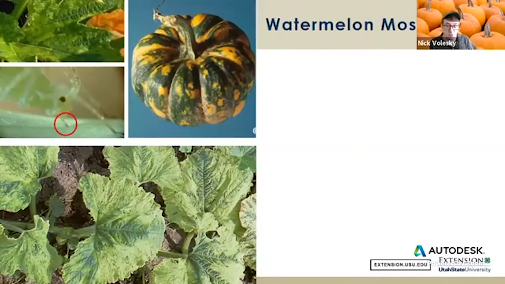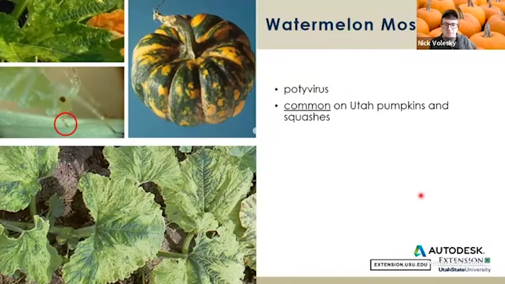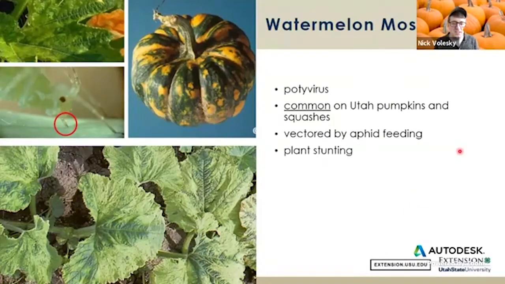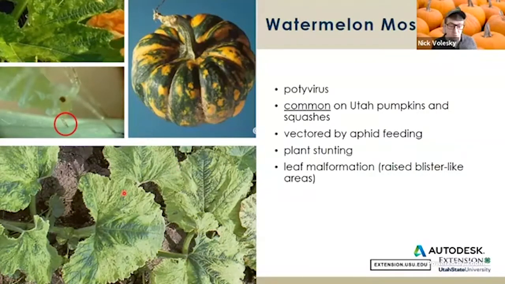The next one is watermelon mosaic virus. This is in the potyvirus family. And this one's actually a lot more common that we see on our Utah pumpkins and squashes. Again, it's vectored by aphid feeding, and it causes plant stunting. And the most distinguishing characteristic, which a lot of you growers might see, is this leaf malformation. It almost looks like blistering on the foliage, and that's a sign of the watermelon mosaic virus. We'll see that on our bean plants as well, melons, and other cucurbits. And then the fruits will get warts and discoloration.